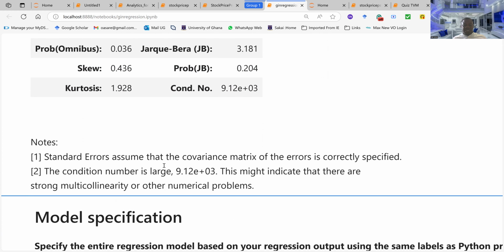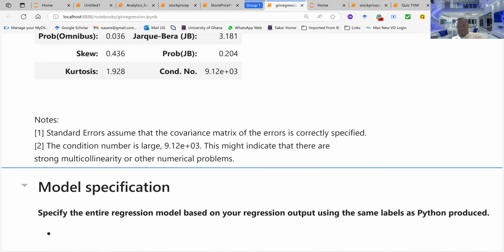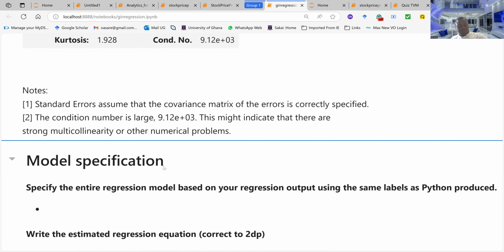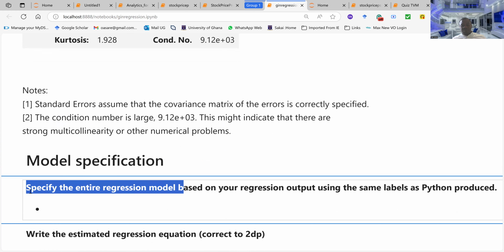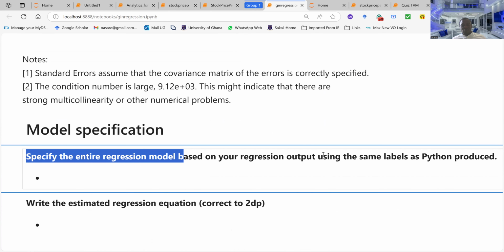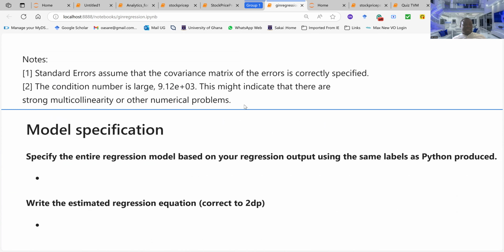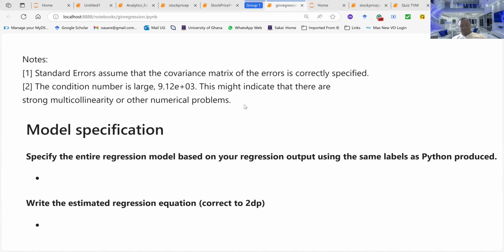But for now, I'm interested in the first important question here, because I've asked this question both in the assignment and in the exam. The question says, specify the whole regression model based on your output using the same labels as Python produced. Guys, this is important. Remember some few minutes ago, we were talking about specifying a regression model. In our own, you got to use the same name that was used. So what do you think will be the first name you will bring? Remember, the first is the dependent variable. So what do you think is the first you will bring?